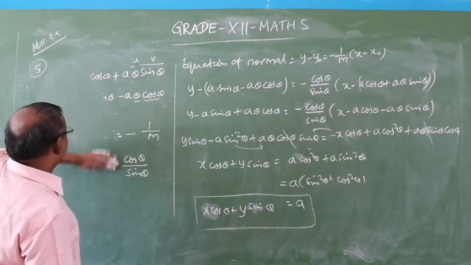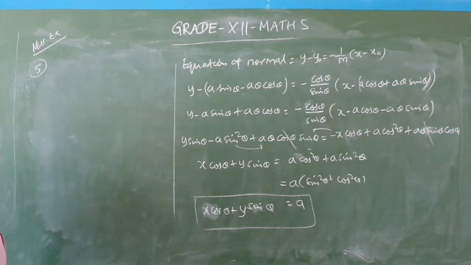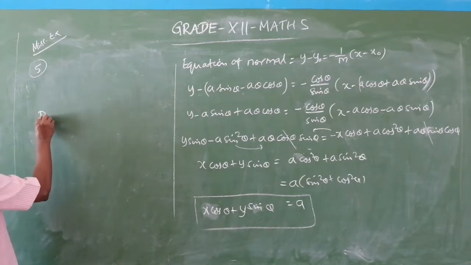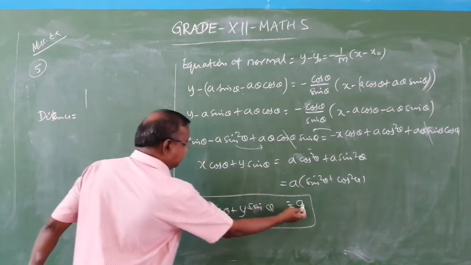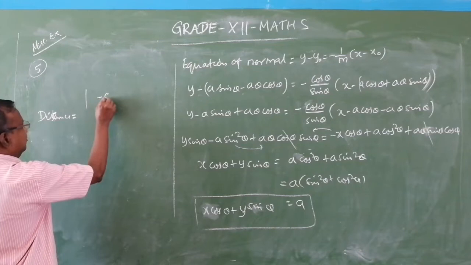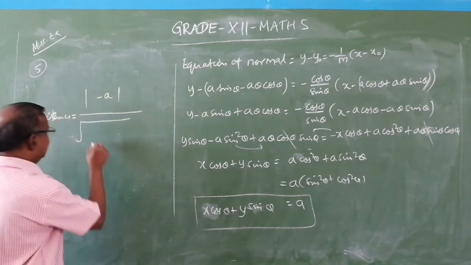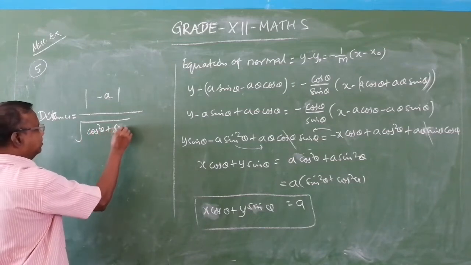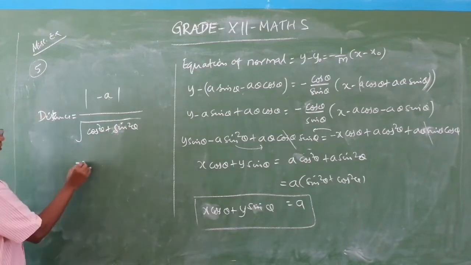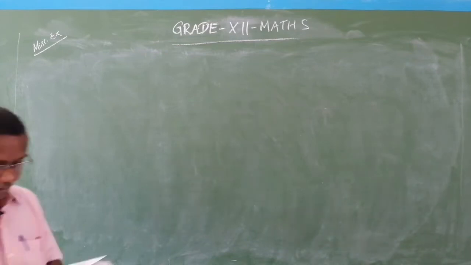We have studied this in straight lines in 11th standard. So the distance from origin is modulus of, if you bring the a to here, minus a divided by root of a square plus b square, that is cos square theta plus sin square theta, which is equal to a. So it is. Next, question number 6.